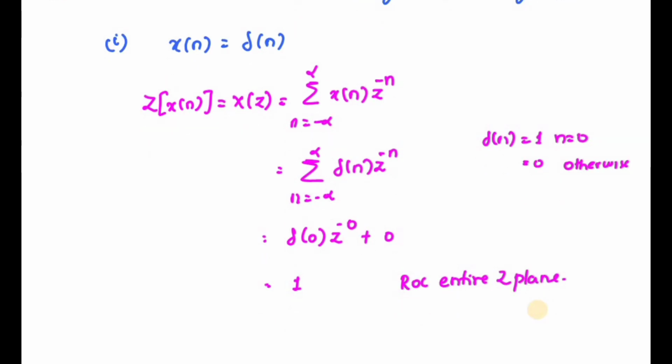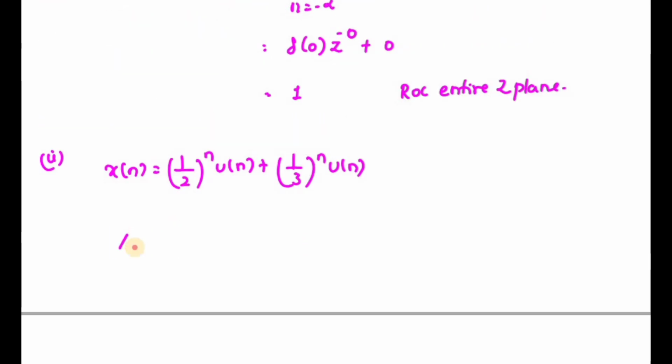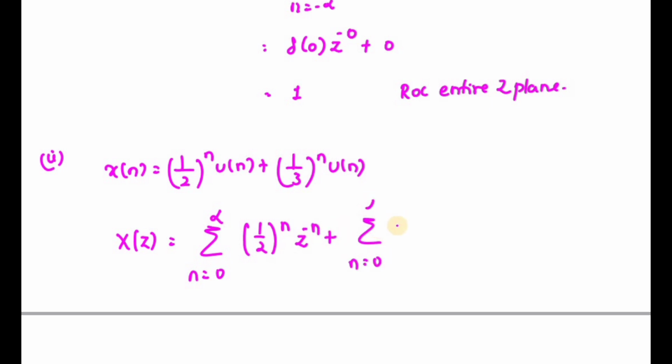Okay, so next, second question. x of n is equal to 1 by 2 to the power n u of n plus 1 by 3 to the power n u of n. Okay, so here if I take the z transform, x of z is equal to summation n is equal to, since I have u of n, you have to substitute 0 to infinity. X of n value I am going to substitute here: 1 by 2 power n z power minus n plus summation n is equal to 0 to infinity 1 by 3 power n z power minus n.